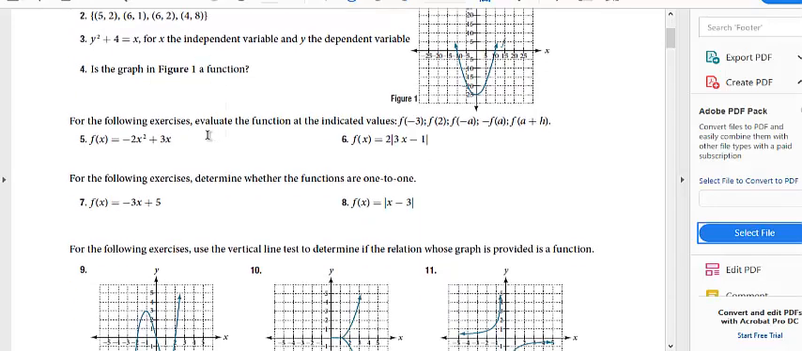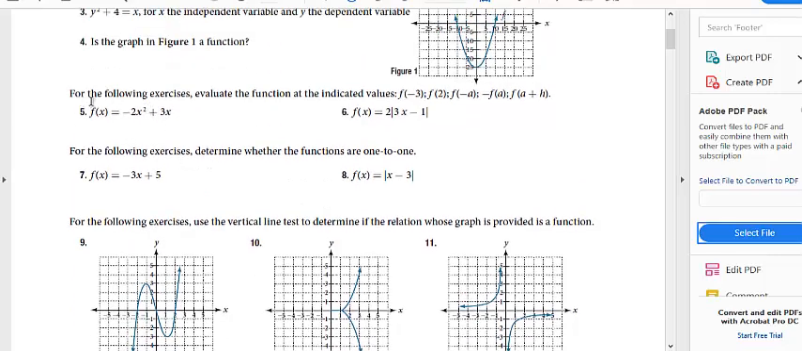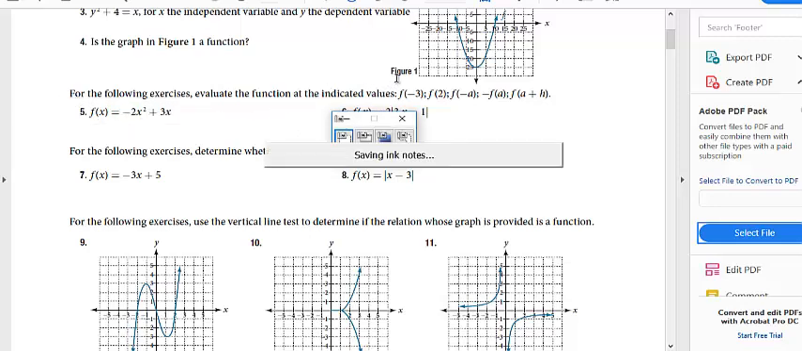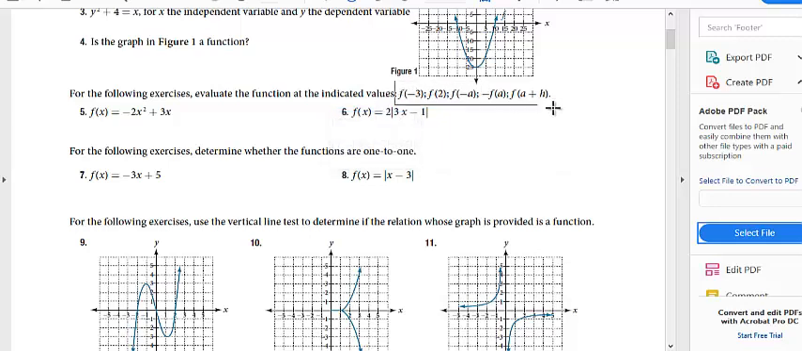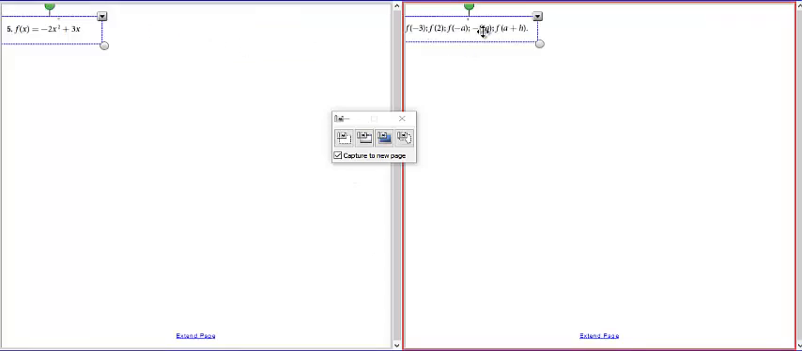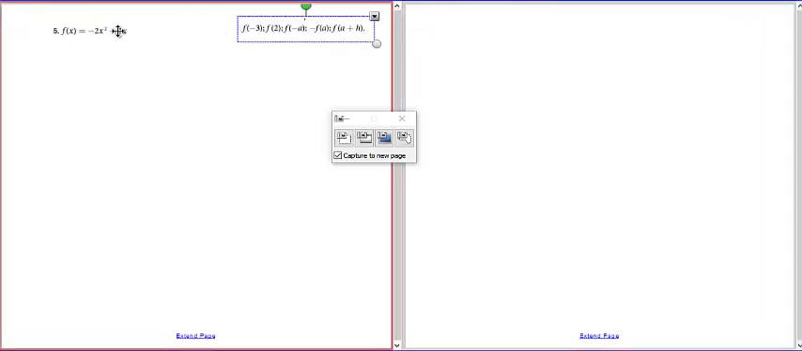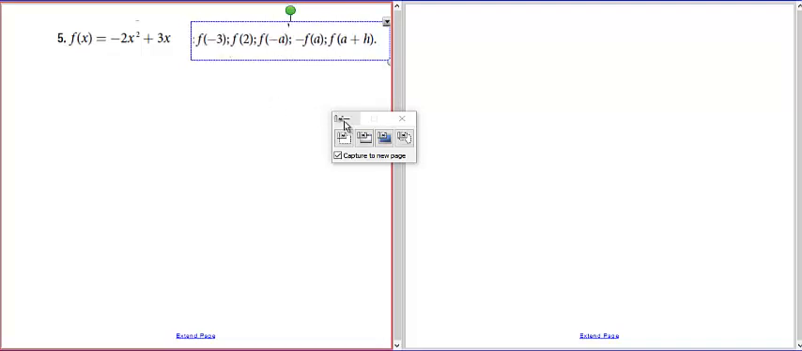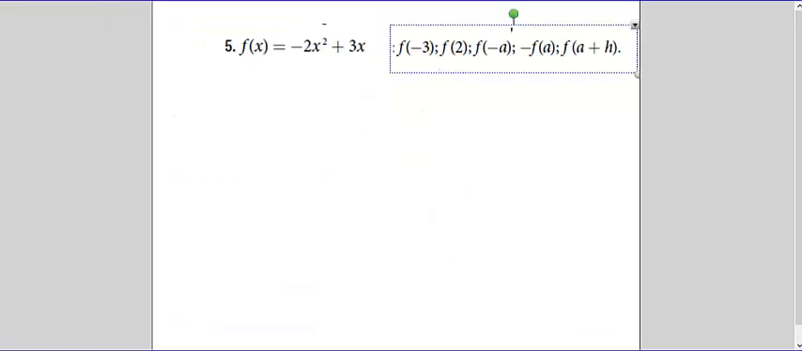Okay, next thing is evaluating functions. So it's problem number 5. So it says for the following exercise, evaluate the functions at the indicated values of f. Okay, so let's go ahead and grab that expression and the values that we're trying to evaluate. So all you have to do is substitute in for x in the function the values over here.